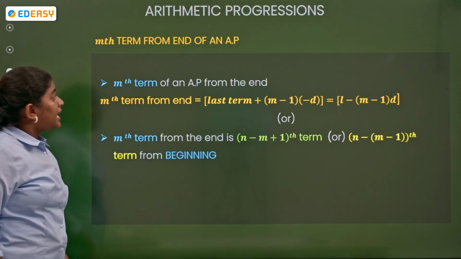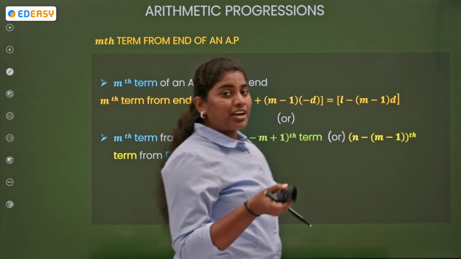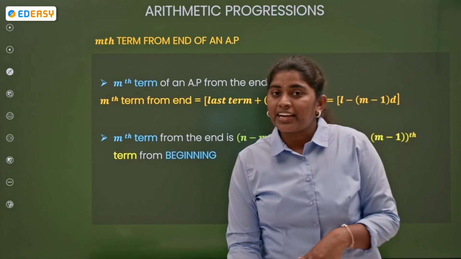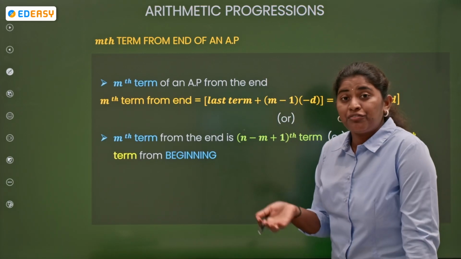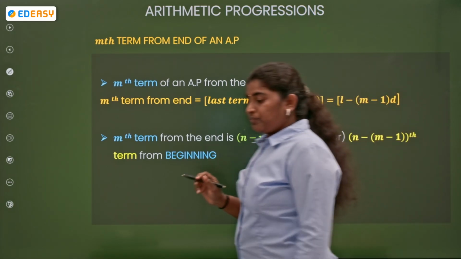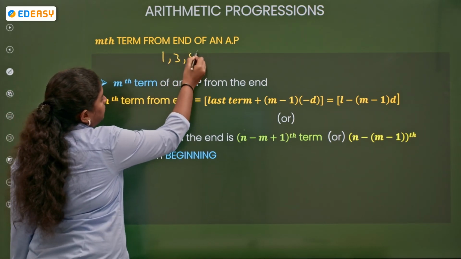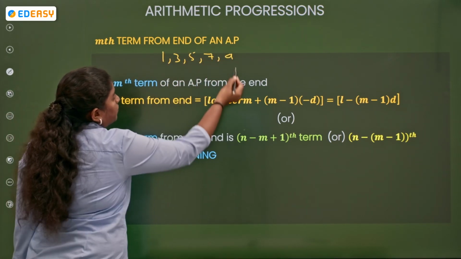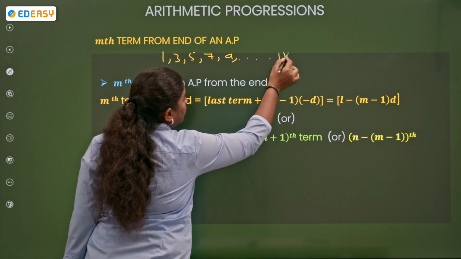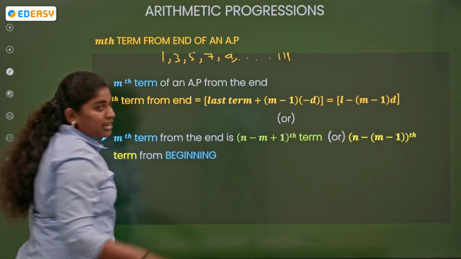Moving to the next: the nth term from the end of an AP. Now how can we find the nth term from the end? From the starting we know how to find it, but what about from the end? Let me tell you. I have 1, 3, 5, 7, 9, and so on, and I am taking my last number as 111, like that.